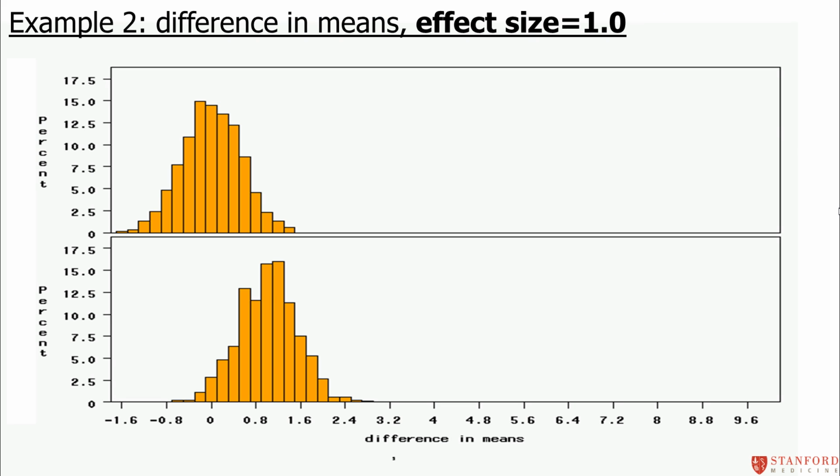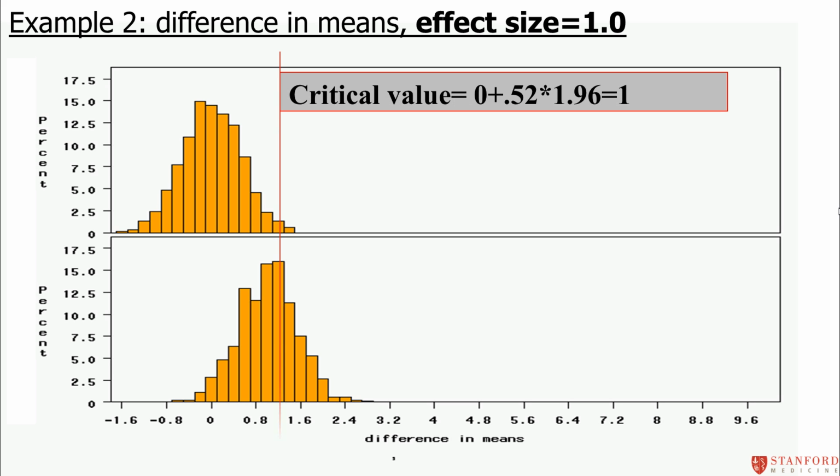Now I want to walk you through the derivation of one of these formulas, the difference in means formula. So let's start with just a particular example, and then we'll generalize from there. Here's a situation where we're looking for a difference in means, that's our statistic, and the standard error here is about 0.5. The critical value then for 5% significance is around 1. And let's say the true effect in the real world is an effect size of 1. So we have about 50% power here.